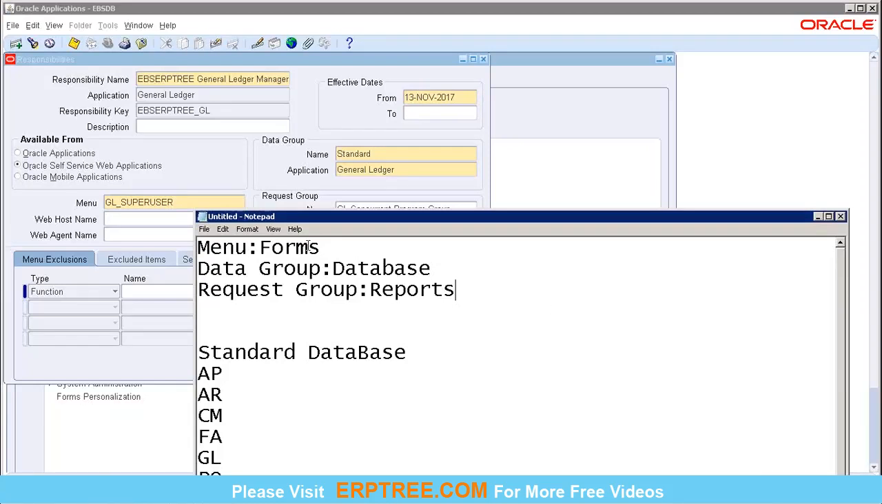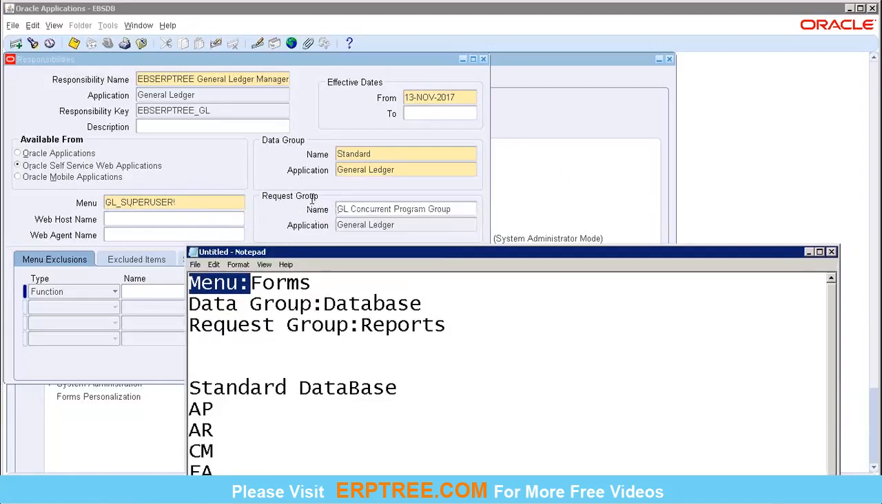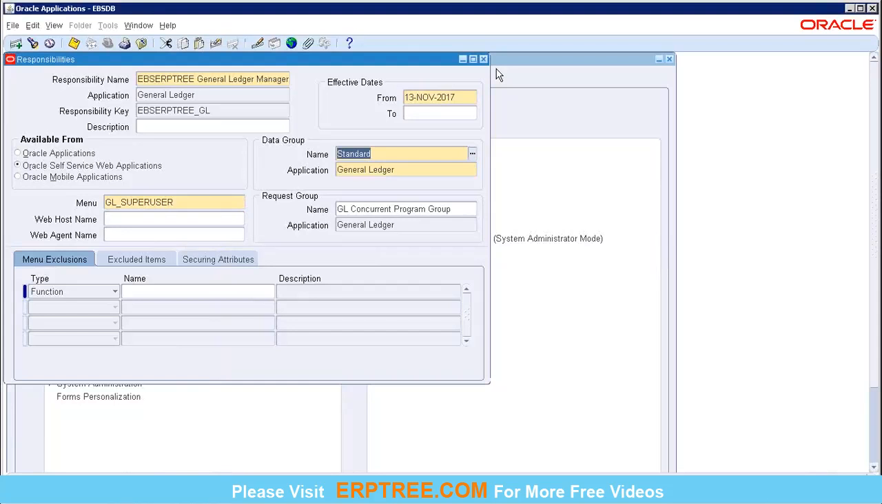Now through the menu, within the responsibility, whatever menu we are giving, we were able to see what we have within that menu. And data group we don't see, it's just about specification. Request group reports, we'll look into these points one by one. So menu is GL super user, request group is GL concurrent program group, data group is standard we given.